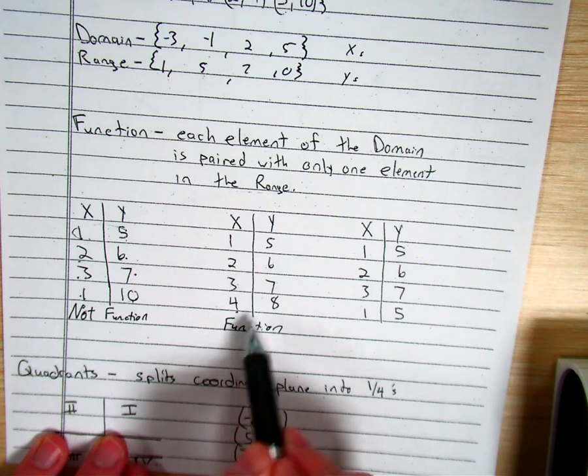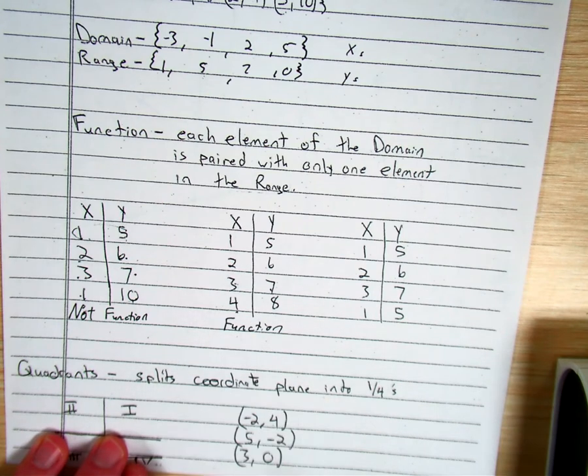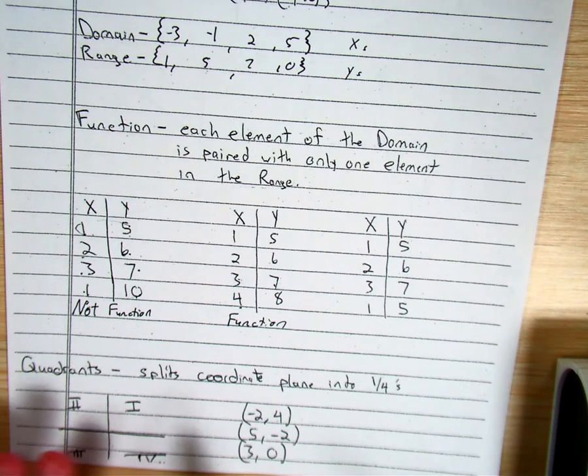I don't have another 2 in there. 3 is only going with 7. Okay, you get the idea. All right. So for every rule like this, there's going to be an exception to it.